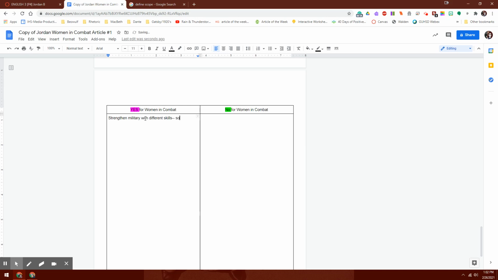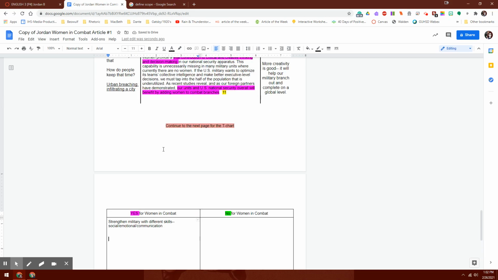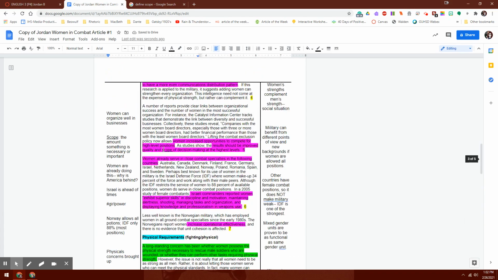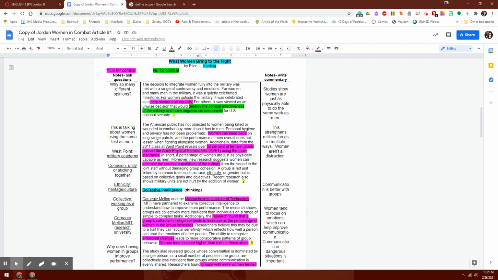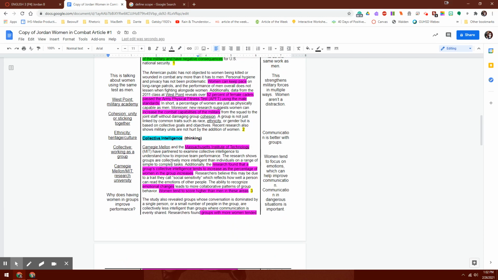So we're talking those social and emotional and communication skills. That came up a lot in the article. So what I'm going to do is write that down, and then go back to the article and try to find a quote. It should be something that I've highlighted already. So I'm going to take a look at my purple highlighting, and I'm looking for where we're talking about emotional intelligence or something like that.